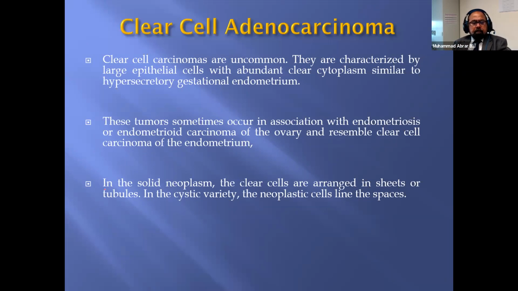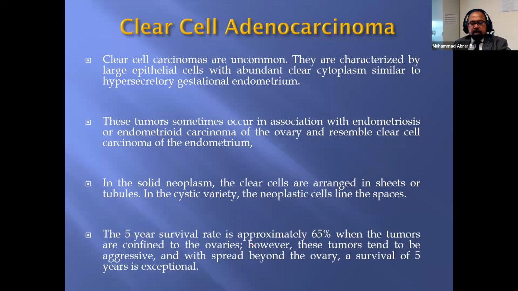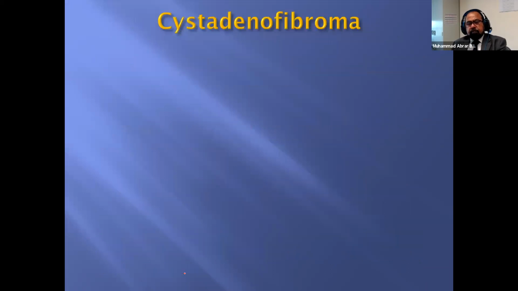In the solid neoplasm, the clear cells are arranged in sheets or tubules, and in a cystic variety, the neoplastic cells line the spaces. The 5-year survival rate is approximately 65% when the tumor is confined to the ovary, but if it has gone beyond the ovary, 5-year survival is exceptional, meaning very low.